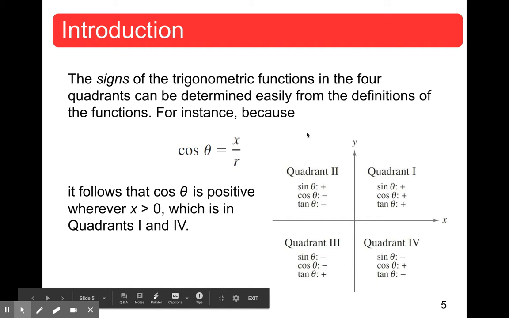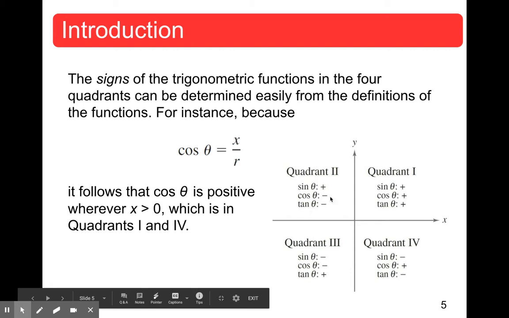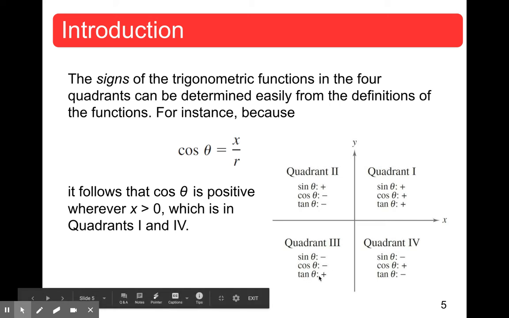Okay, as a nice little refresher here, the sine is the y value, cosine is the x value. So they tell you what sign they all are in each quadrant. Sine, cosine, and tangent are all positive in quadrant 1. Sine is positive in quadrant 2, and cosine and tangent are negative. In quadrant 3, sine and cosine are negative, and tangent is positive. And in quadrant 4, sine is negative, cosine is positive, and tangent is negative.